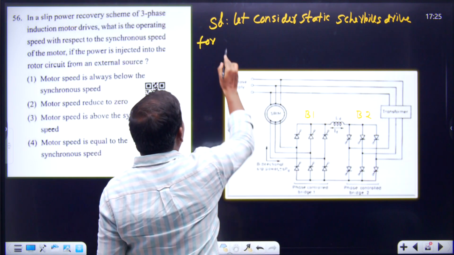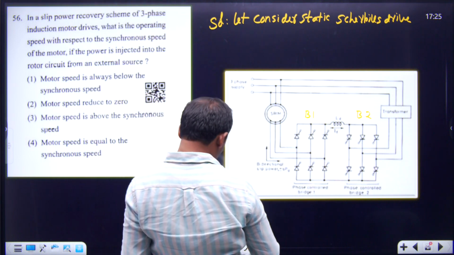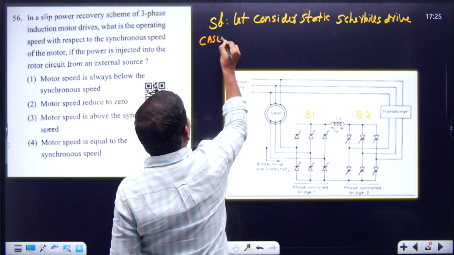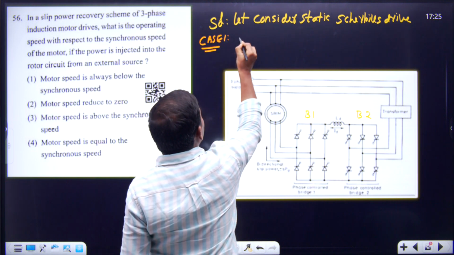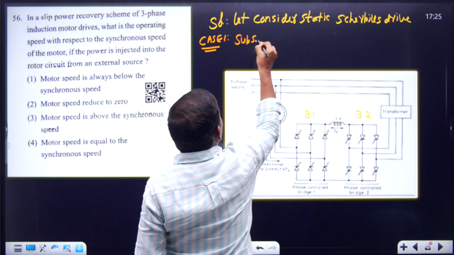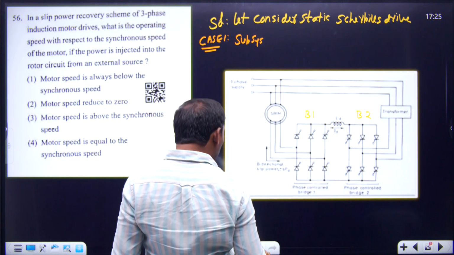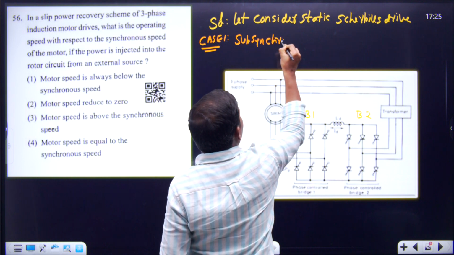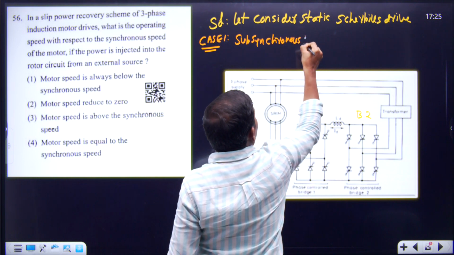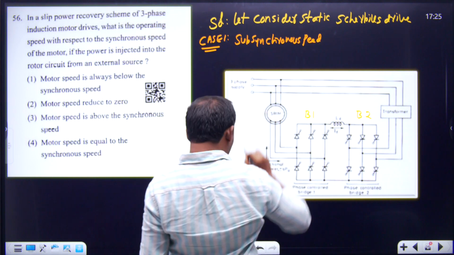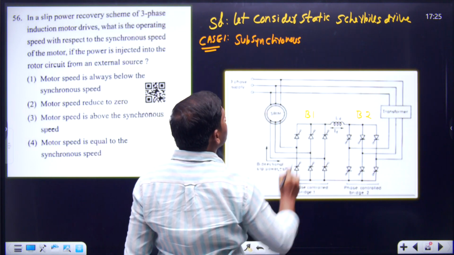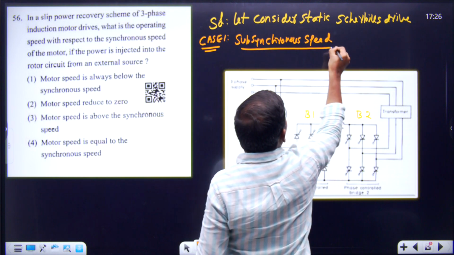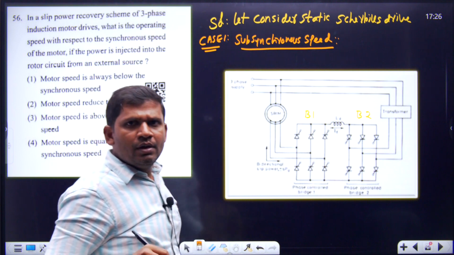In this case, there are two cases. Case 1 is if you drive at subsynchronous speed. Subsynchronous speed in the sense less than the synchronous speed. If you drive at less than the synchronous speed.